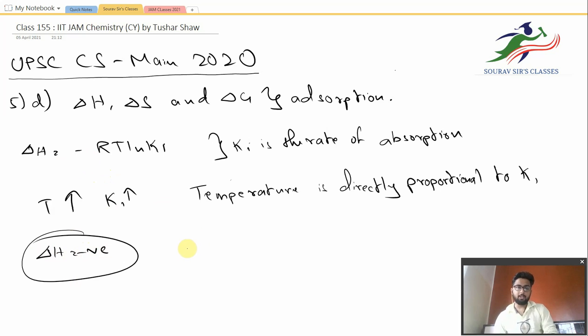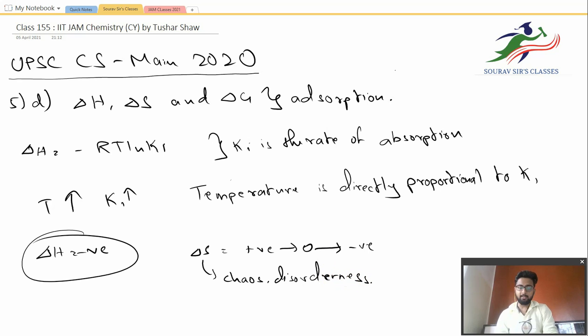Now what about delta S? Delta S is also negative. It decreases from being positive to zero, and in some cases negative as well, which might depend on the situation that is given to you. Basically, it varies from zero to negative. Why? Because delta S is related to chaos and disorderness.